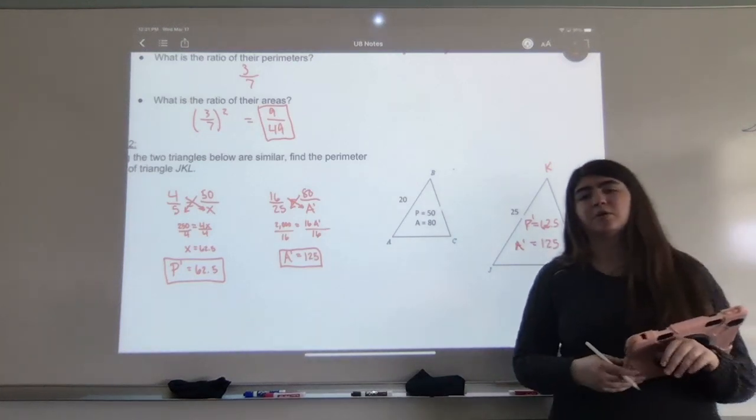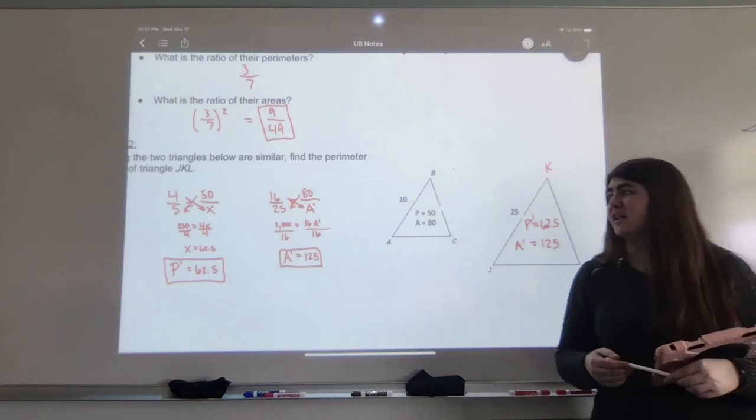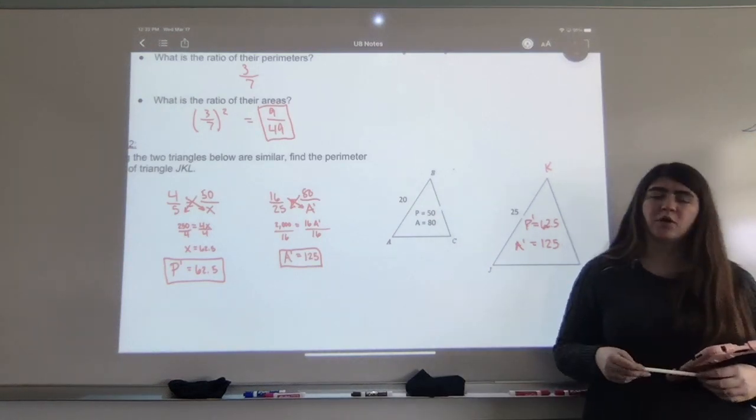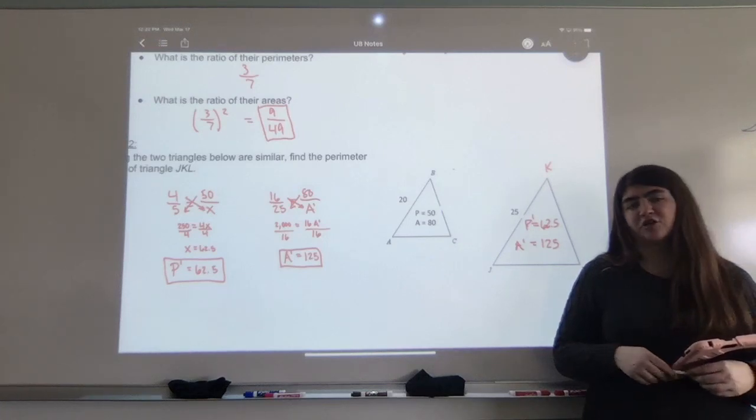All right, that is where we're going to stop. This is the end of our triangle similarity unit. Following this, we'll be working on Unit 9, which is an introduction to trigonometry.